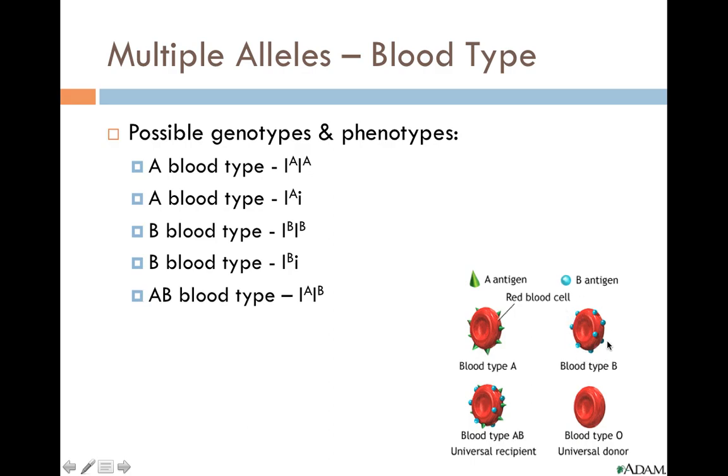If I am blood type AB, phenotype AB, I only have one possible genotype. There's only one way to get that, and that's if you inherit the A and the B allele. So one parent gives you the A allele and one parent gives you the B allele. And again, your blood type is going to look like this one over here. It's going to have both proteins expressed on the surface equally.